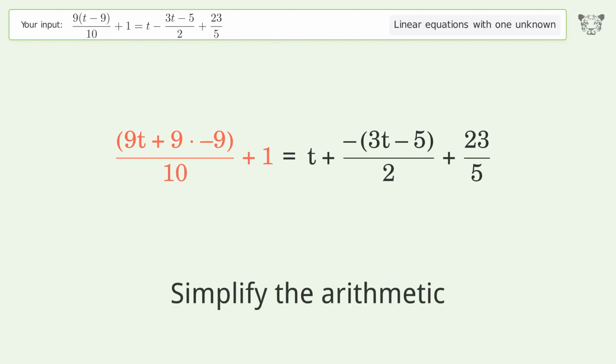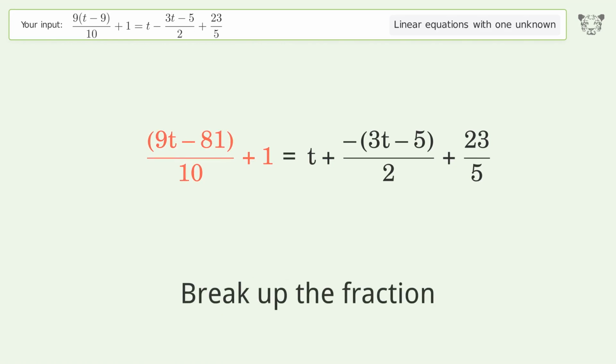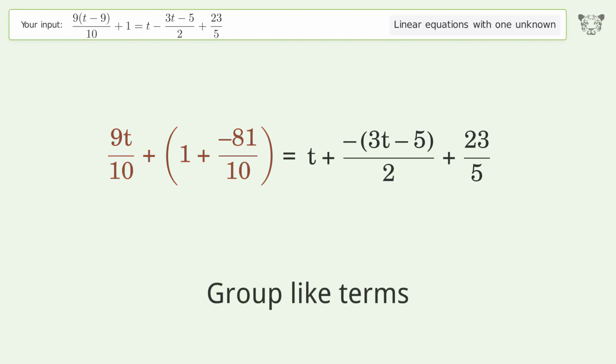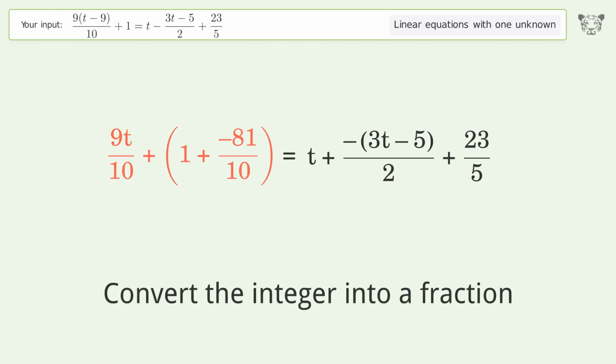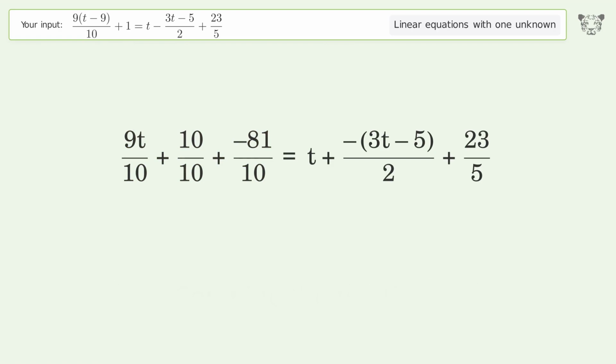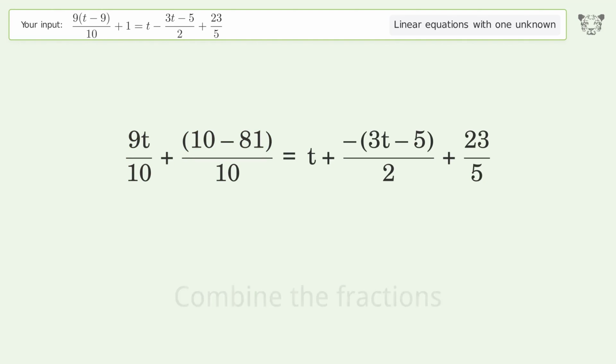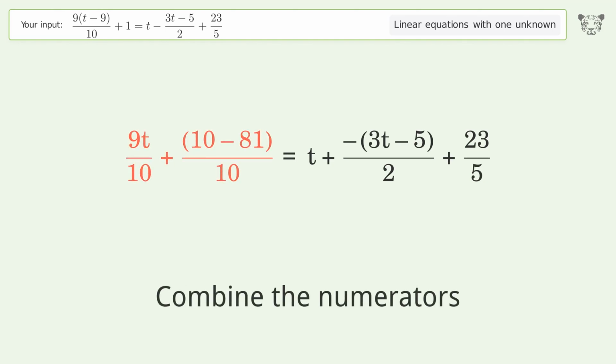Simplify the arithmetic. Break up the fraction. Group like terms. Convert the integer into a fraction. Combine the fractions. Combine the numerators.